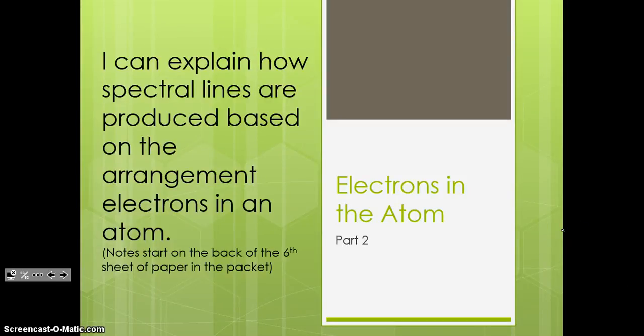This particular one is going to focus on the production of something called spectral lines. By the end of these notes, you should be able to generally explain how spectral lines are produced based on the arrangement of electrons in an atom.